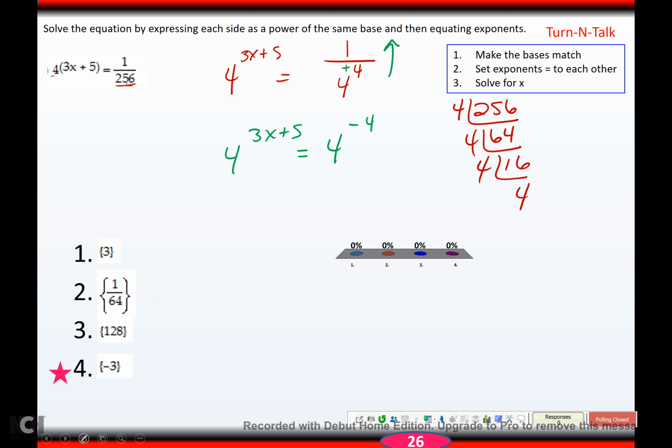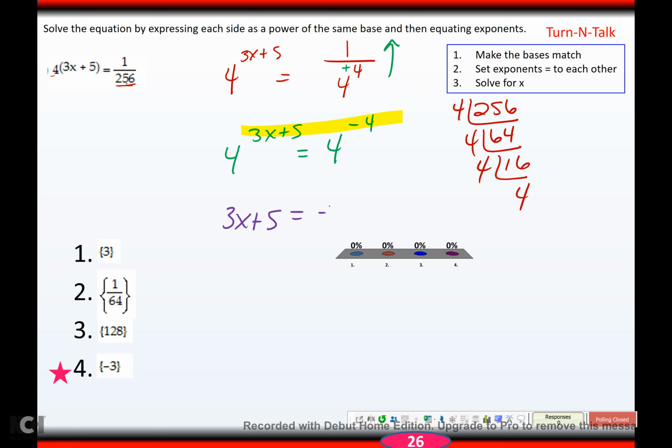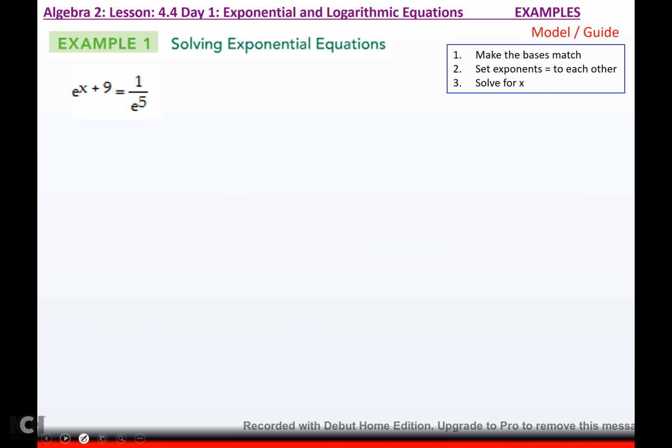And now my bases are equal, so my exponents have to be equivalent. So I can set up the equation 3x plus 5 has to equal negative 4. Minus 5, minus 5, 3x equals negative 9, divide by 3, divide by 3, x equals negative 3. Okay? Alright, again, only difference here is you have a base e.